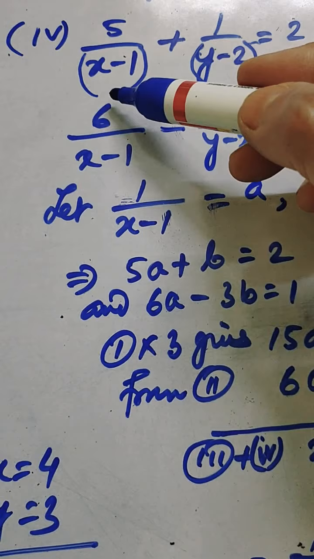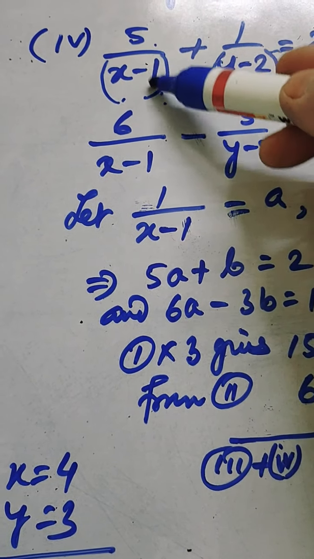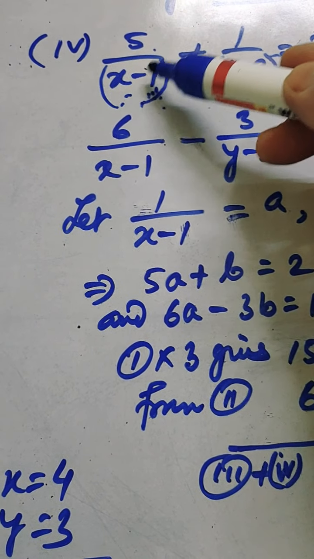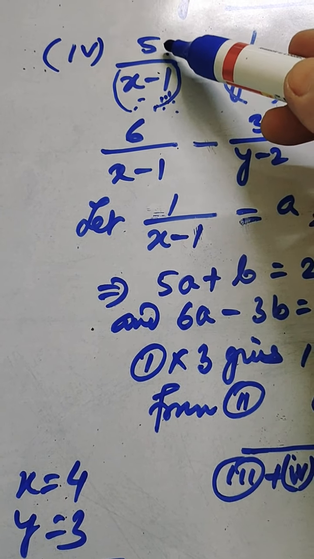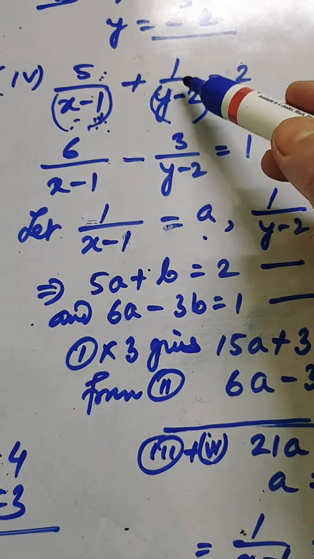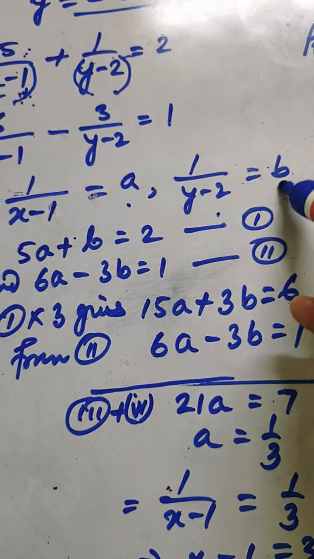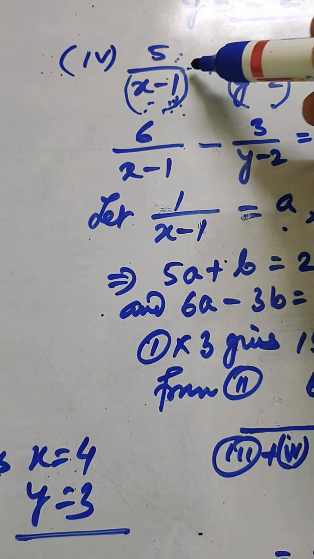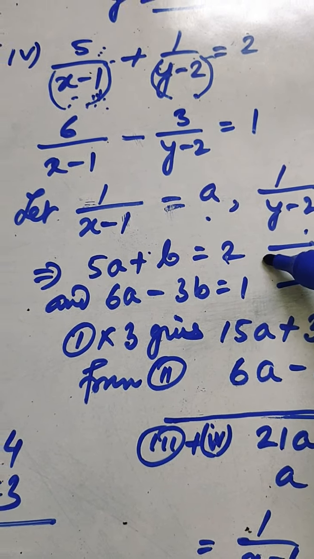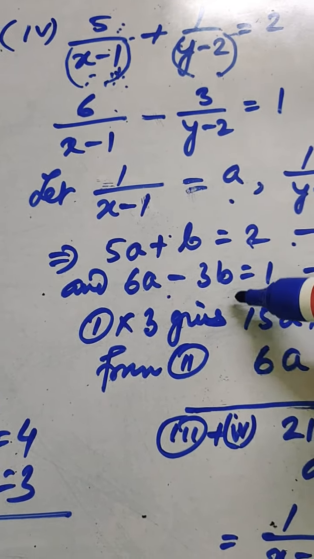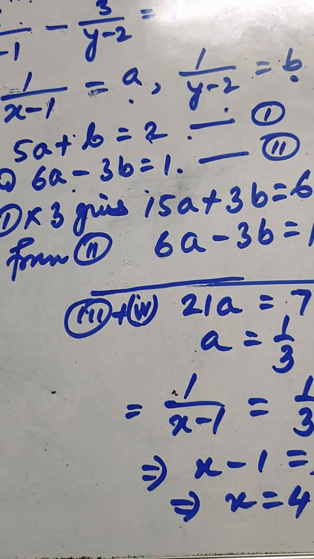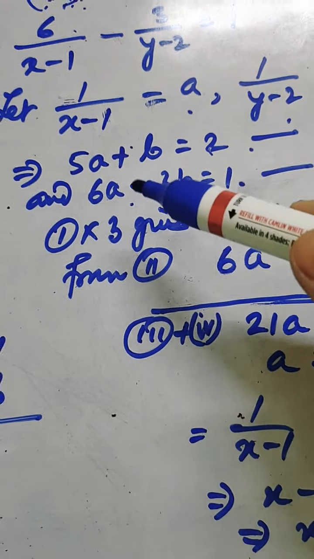So you cannot simply say that it is 1 by x and 1 by y or something like that. So x minus 1 will be considered in a group, and thus we will substitute 1 by x minus 1 as a and 1 by y minus 2 as b. So the equation gets reduced to 5a plus b equal to 2, then 6a minus 3b equal to 1. Then again we will go for elimination by equating the coefficients.